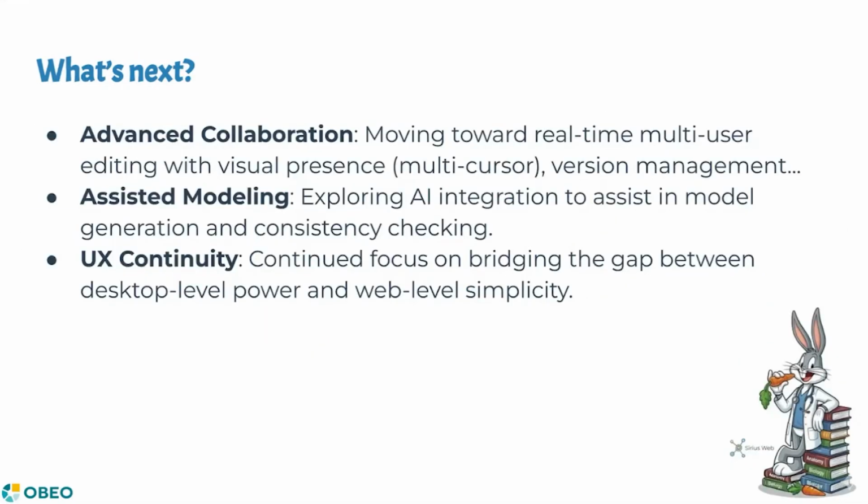And of course, we are not stopping here. Looking ahead, there are three major directions we're exploring for next year. The first is advanced collaboration with real-time multi-user editing, visual presence such as multi-cursor support, and version management also. The second is assisted modeling, especially through AI-powered support for model generation, refinement, and consistency checking, for example. And the third is still the UX continuity, continuing to bridge the gap between the power users expect from desktop tools and the simplicity they expect also from web applications.